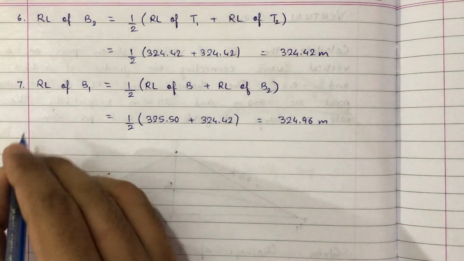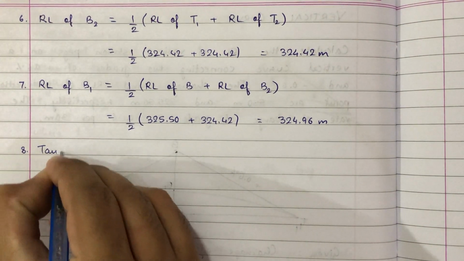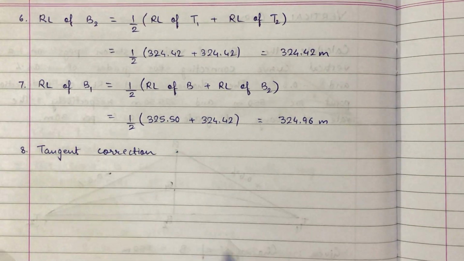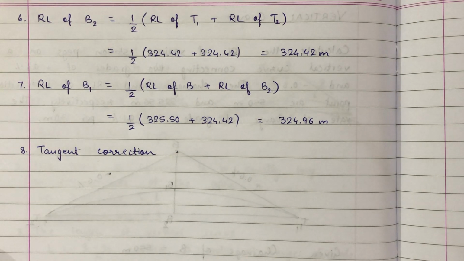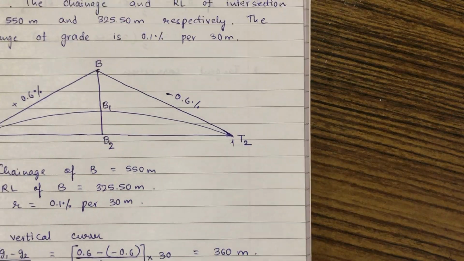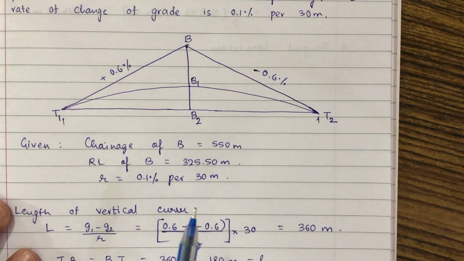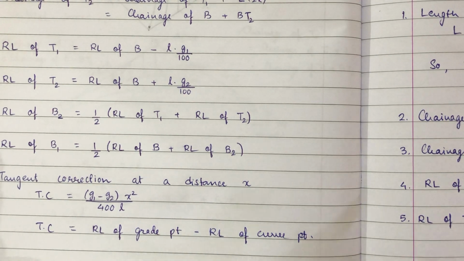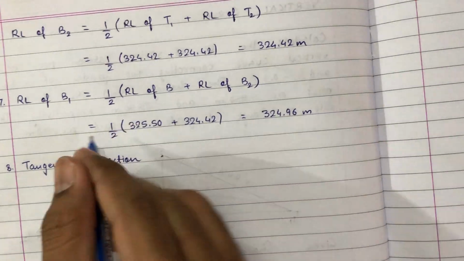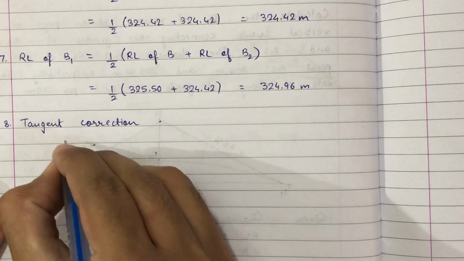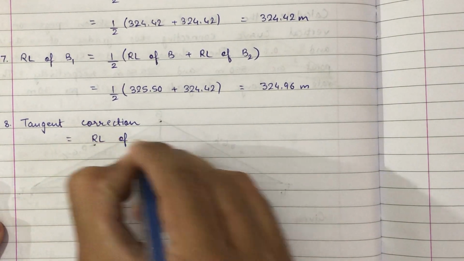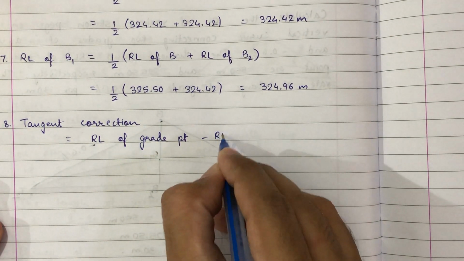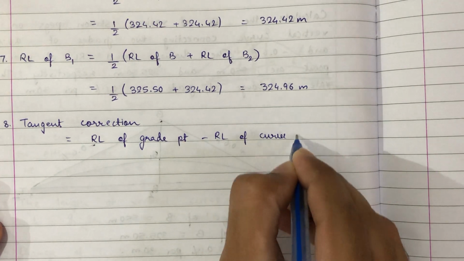Now next we need to calculate the tangent correction. Now this tangent correction formula is actually given as RL of grade point minus RL of curve point. Tangent correction is actually RL of grade point minus RL of curve point.